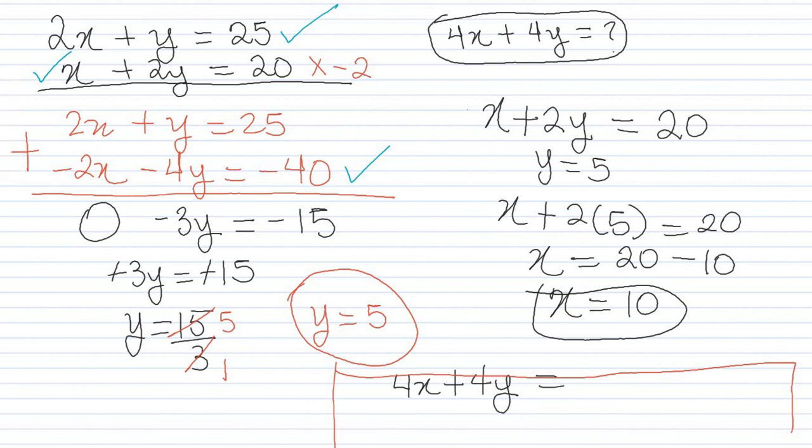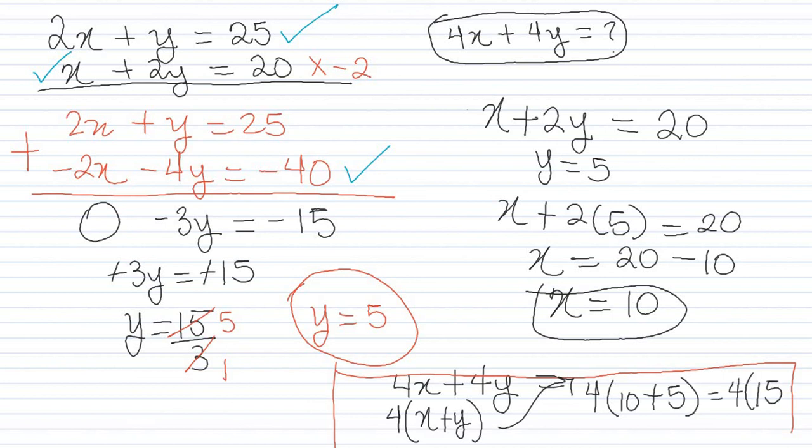So you have 4x plus 4y. That is the same thing as saying 4, open bracket, x plus y. So that's going to be 4 times, x plus y is 10 plus 5, and that's going to be 4 times 15. The answer is 60.